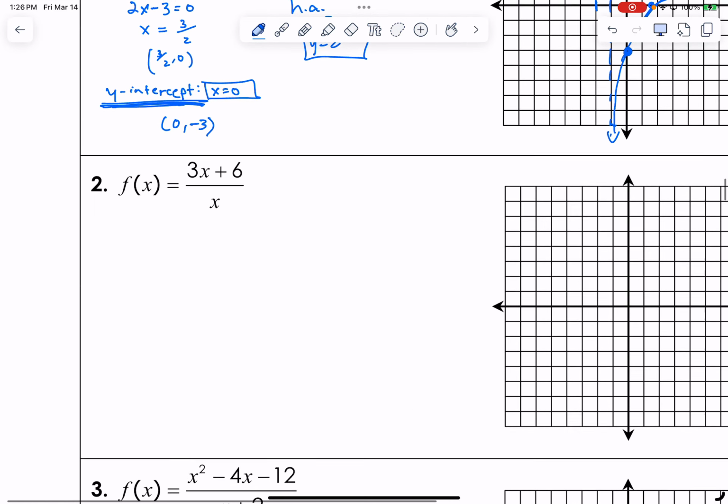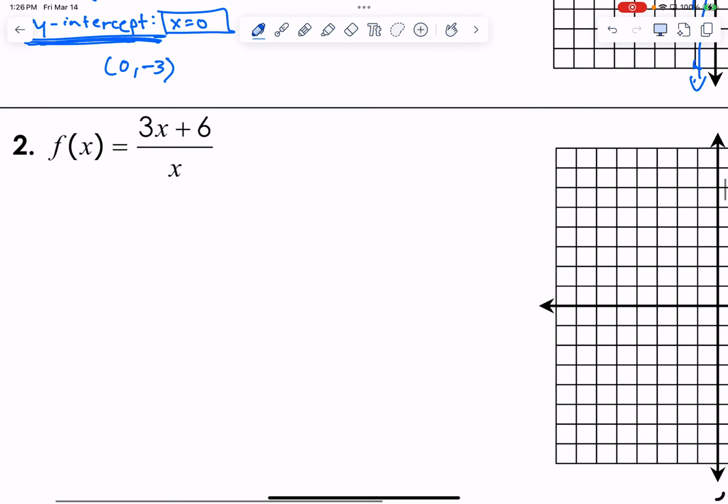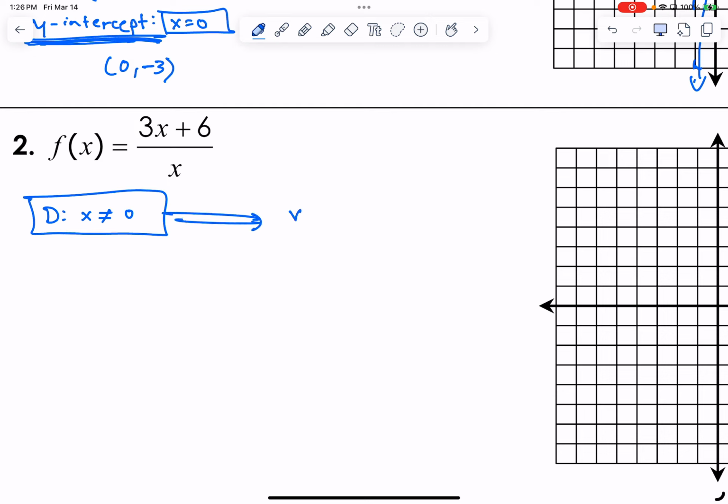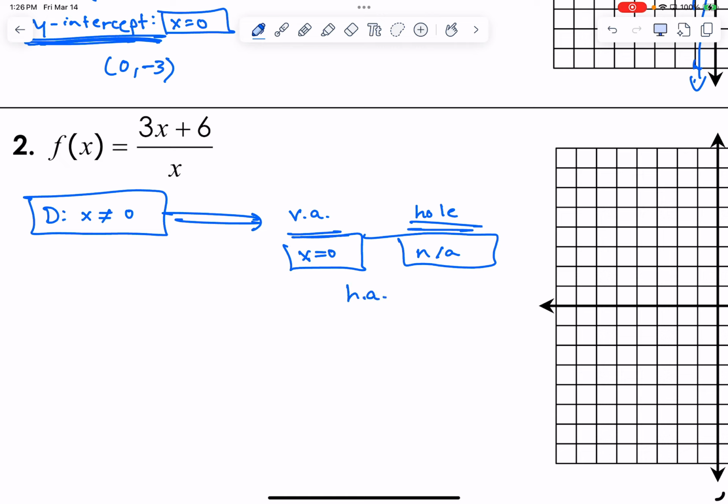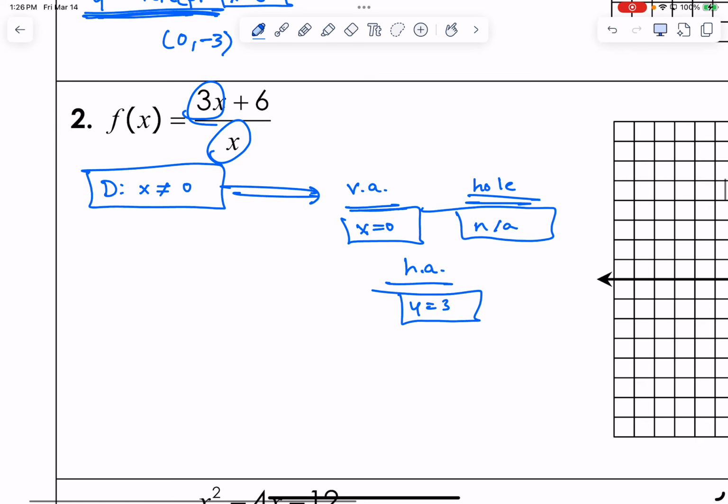I can't wait. Okay, domain obviously cannot have 0. So I'm going to go ahead and take care of that and say, all right, is that a VA or a hole? Which one is it? It's a VA, so x equals 0 for my VA, and then no holes. Okay, might as well go ahead and do the HA. Is the power the same on top and bottom? Good gravy, the HA is 3. Look how fast you can go once you know what you're doing.